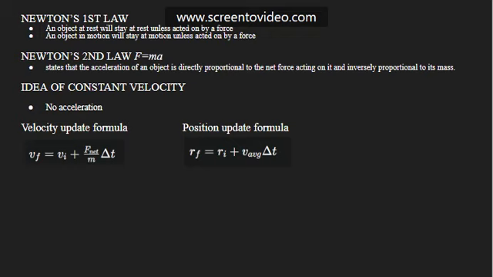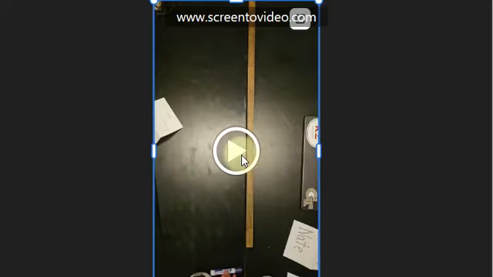Using the position update formula and the marker's constant velocity, we can calculate its position at any given time, as we know both its initial position and the time that has passed. Here's the video of the marker rolling on the table.